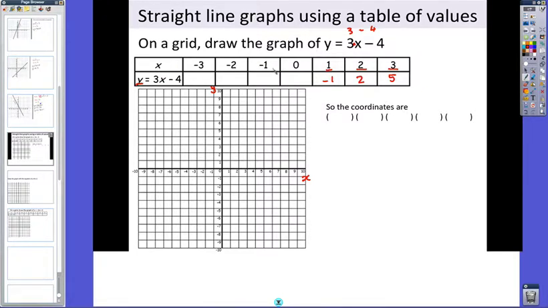Okay, the next one, x is 0, and your y value would be 3 times 0, which is 0. 0 take away 4, we need to go back 4 steps, 1, 2, 3, 4, we're at minus 4. And now x is minus 1. 3 times minus 1 is going to be minus 3. Now, minus 3 minus 4, you're at minus 3, and you're going back 4 steps. So 1, 2, 3, 4, you're going to reach minus 7.